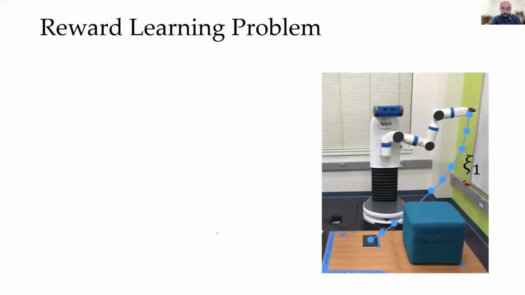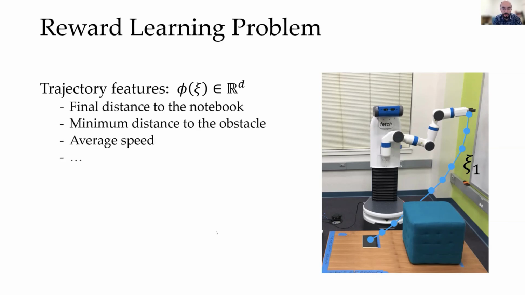To mathematically formulate it, let me use this example. The robot is tasked with reaching the notebook on the table while avoiding the obstacle. The psi here shows an example trajectory. We assume there is a known function phi that maps each trajectory to a set of features, such as the average speed of the robot. And the robot gets a reward that's some function of these features parameterized by W. The goal in reward learning is to learn this W.